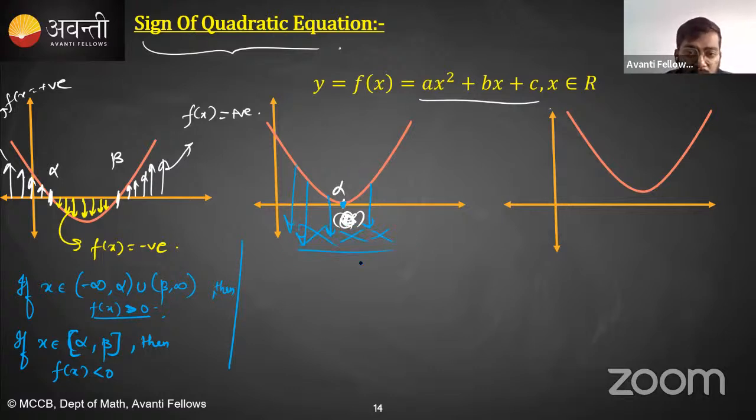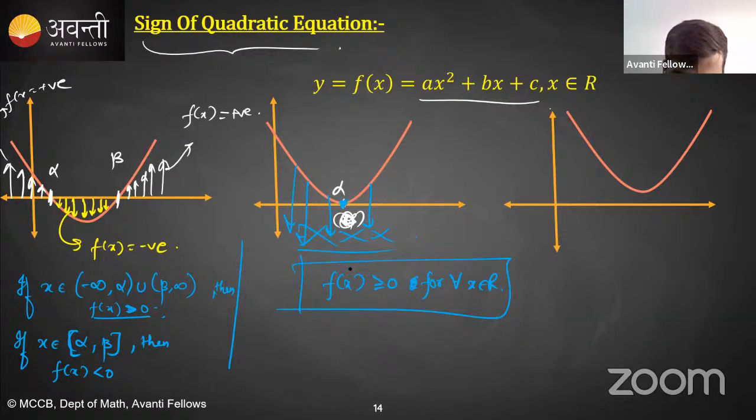So for this graph, second scenario, what we can say here is that f of x is greater than or equal to 0 for all x element of real numbers, correct? So this graph is going to become 0 at one point, which is the repeating root, and it will always go upwards. That is why the sign of this graph will always be greater than or equal to 0.